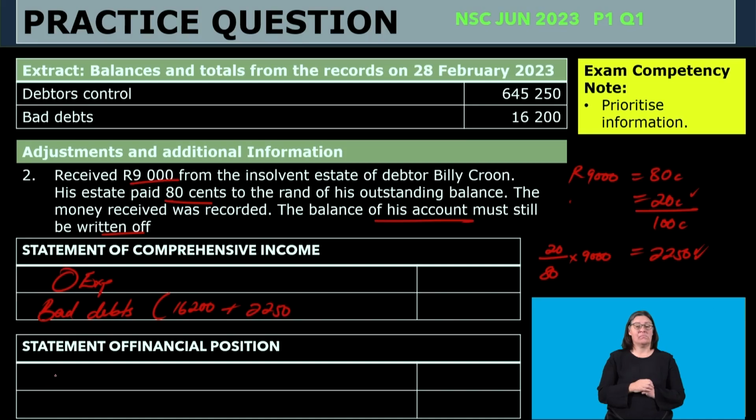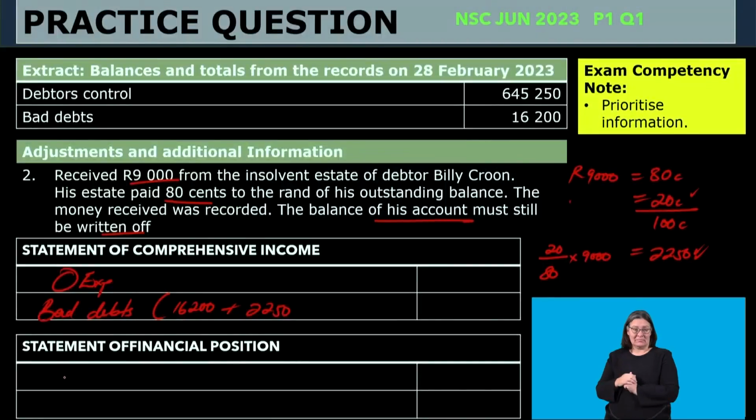But once I have done this, I have to keep at the back of my mind that I am also preparing the statement of financial position. So I'll come to my trade and other receivables, and I'll come to my debtors control. Remember, this is current assets now. So I'll bring my debtors control amount, which is 645,250. Then I'll now say minus.